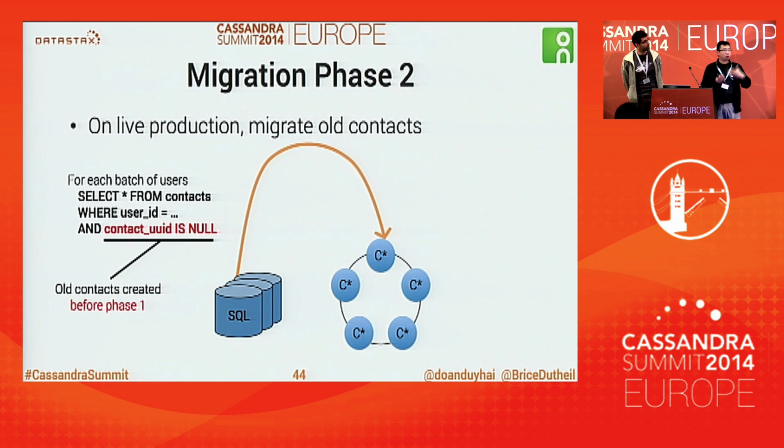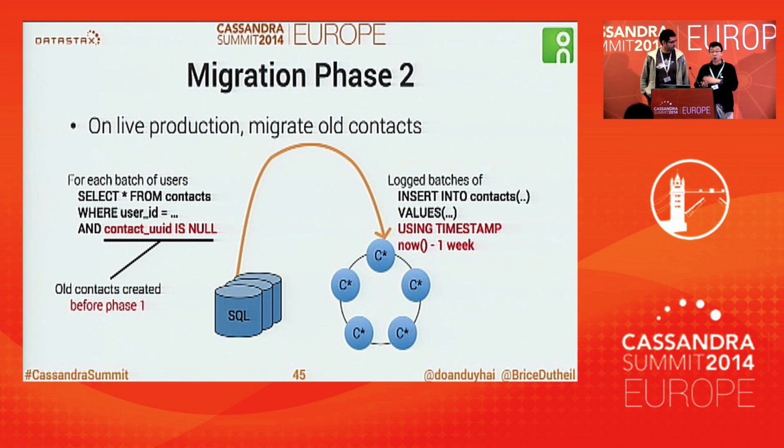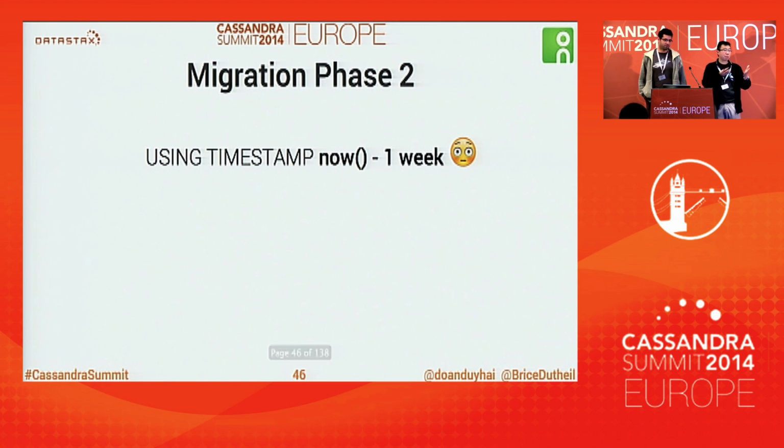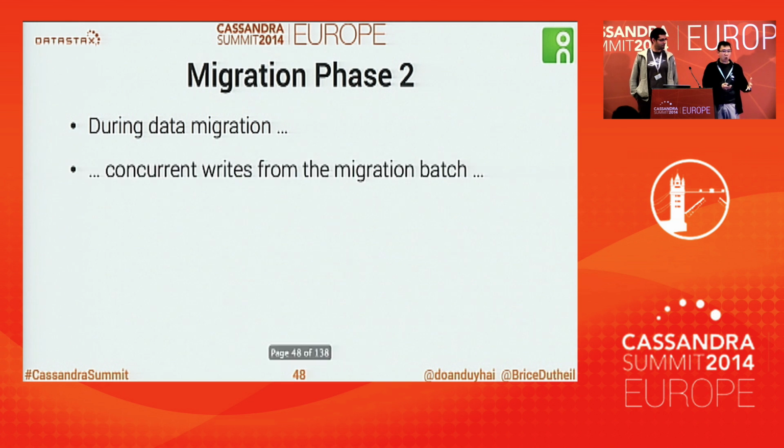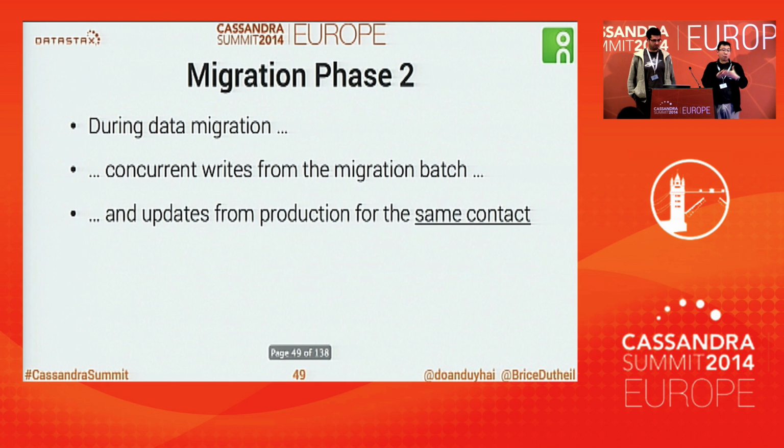For the second phase, on live production, we are launching the migration batch. The idea is to take a batch of users, and for each of them, select all the contacts with null contact UID, meaning that they have been created before phase one, of course. And we put them into Cassandra with a special timestamp, which is in the past, now minus 1 week. Well, 1 week, 1 day, whatever, but in the past. Why do we do that? Because during the data migration, we may have concurrent writes coming from the migration batch and updates coming from live production, of course, to the same contact.